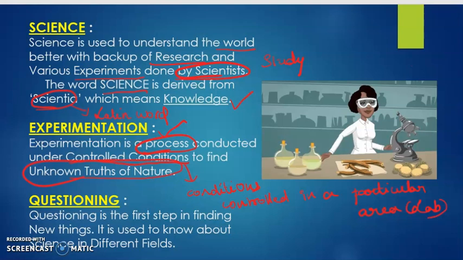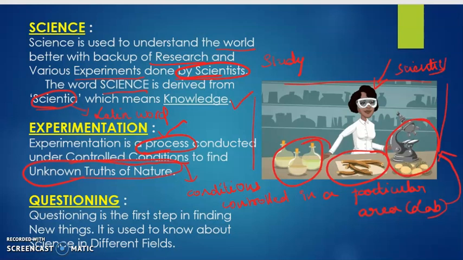For example, in chemistry and physics, they maintain controlled conditions to get the truths, to get the answers for their questions. For example, please see this picture. Take her as a scientist. She is studying some process. She is in a place where she can control the conditions, so it can be called a laboratory.